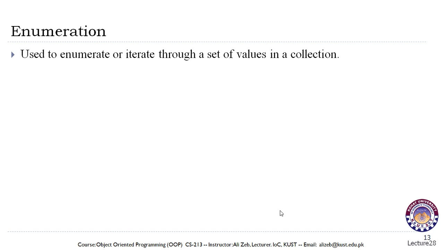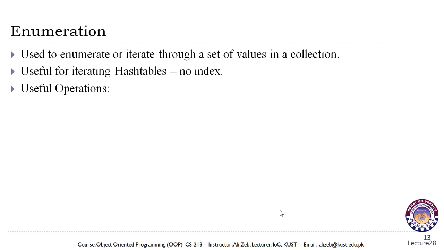Enumeration is used to enumerate or iterate through a set of values in a collection. Useful for iterating hash tables. It has no index. Useful operations include if we want to check if a hash table has more elements, if there is a next element.